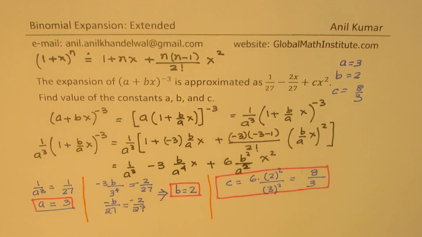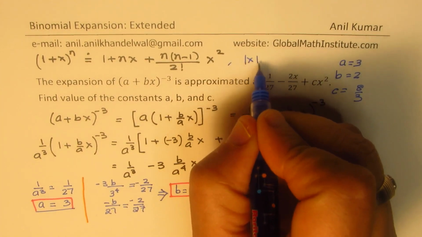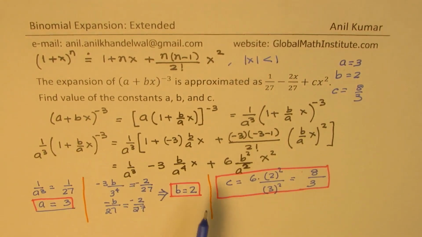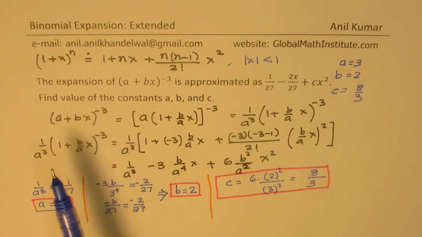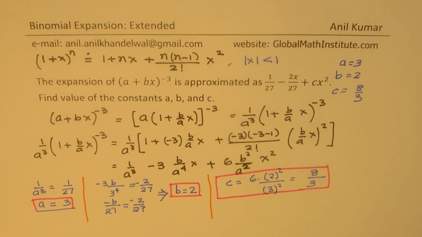So that was interesting. With this, we come to an end of our series on special cases of binomial expansion. This is the extended series where we are saying that the absolute value of x is less than 1. Now in this particular case, you can figure out what could be the restriction on x. That could be an additional exercise for you, right? So b over ax should be less than 1.